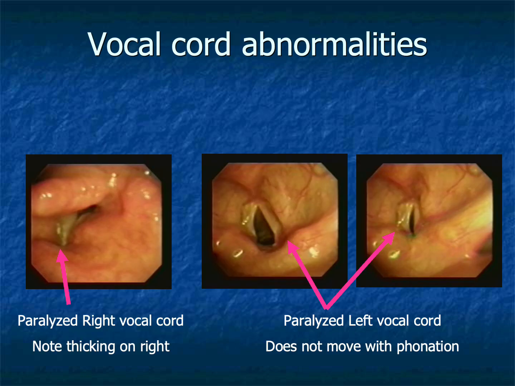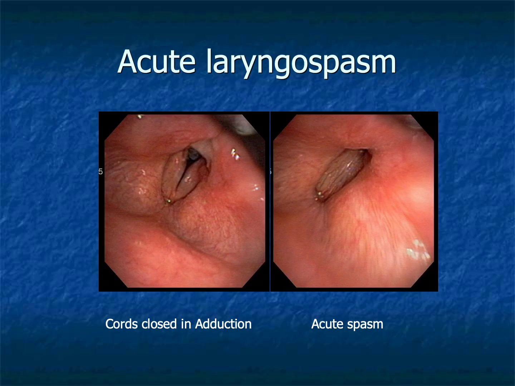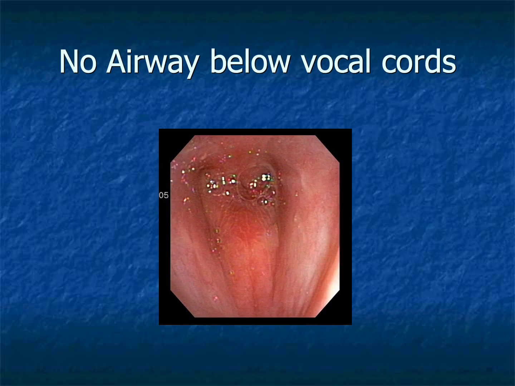We now move into functional and potentially life-threatening abnormalities involving the vocal cords and larynx. Vocal cord paralysis may impair phonation, airway protection, and breathing. Some abnormalities become evident only during motion or phonation. Acute laryngospasm represents one of the most dramatic functional airway emergencies. The cords close forcefully in adduction, creating sudden airflow obstruction. And finally, we see an image in which essentially no visible airway remains below the cords.